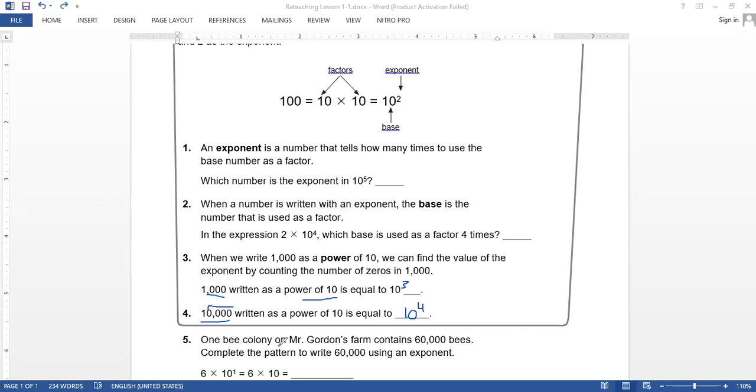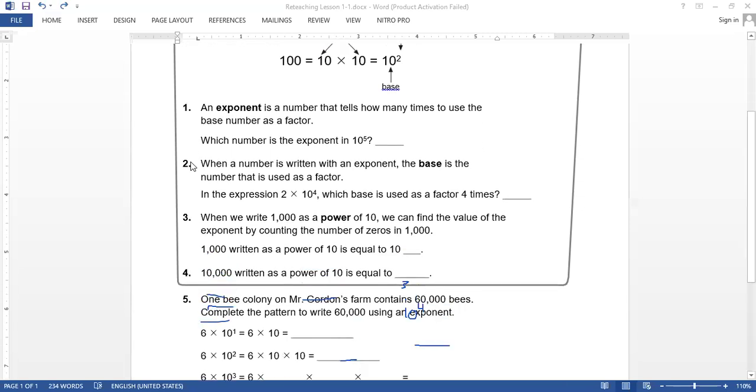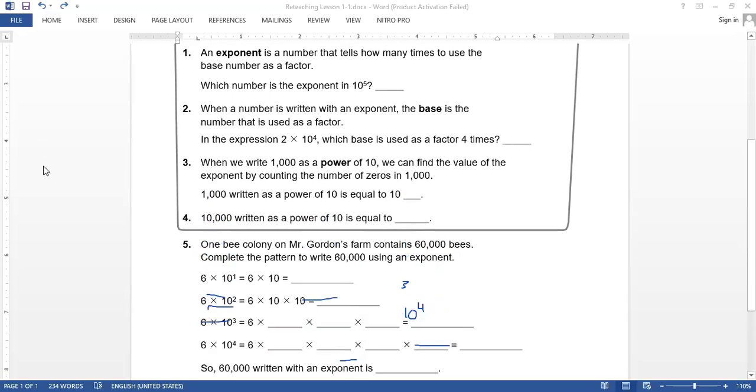A bee colony on Mr. Jordan's farm contains 60,000 bees. Complete the pattern to write 60,000 using an exponent. So we want to write it as a power 4. Here we start. This is the basic concept of the lesson.